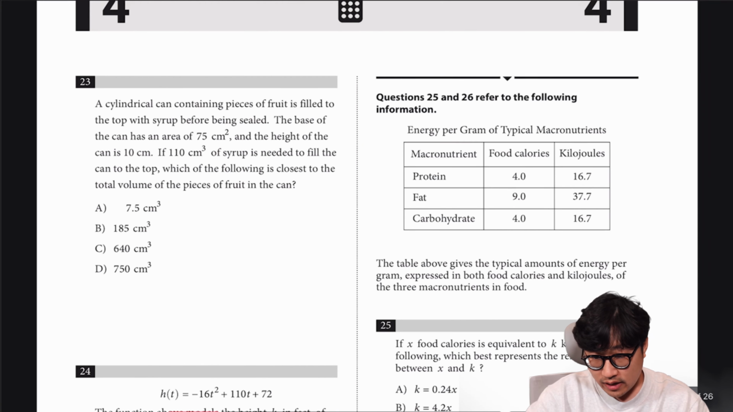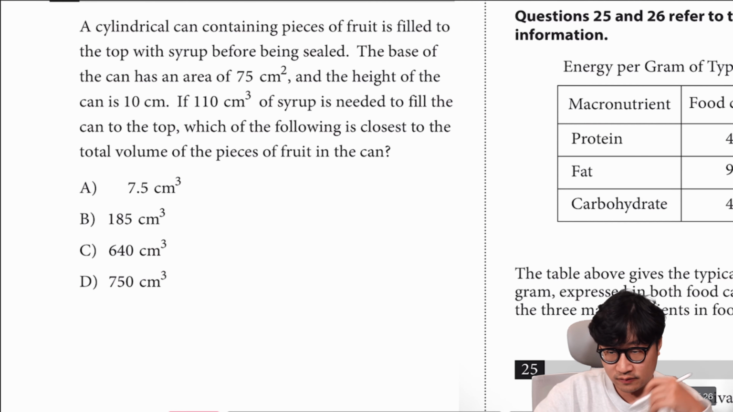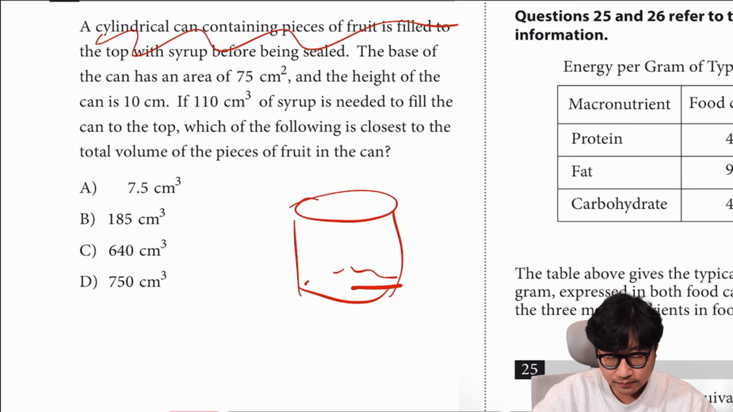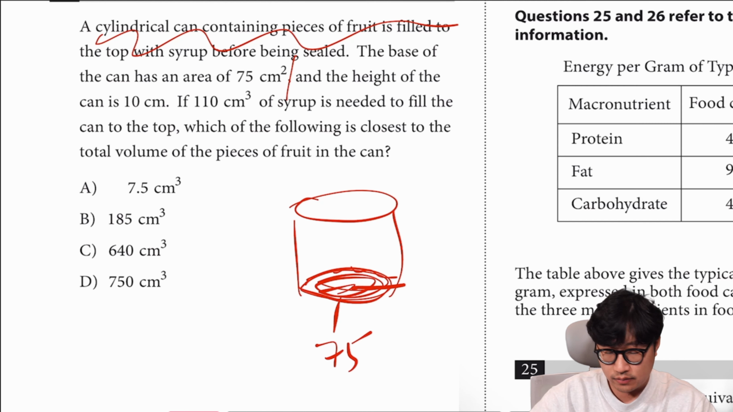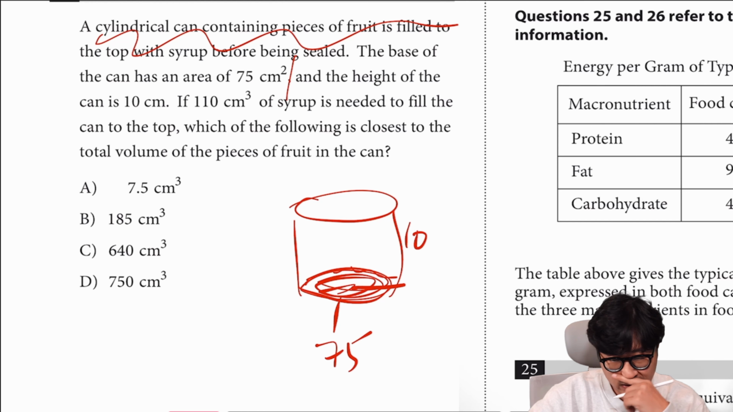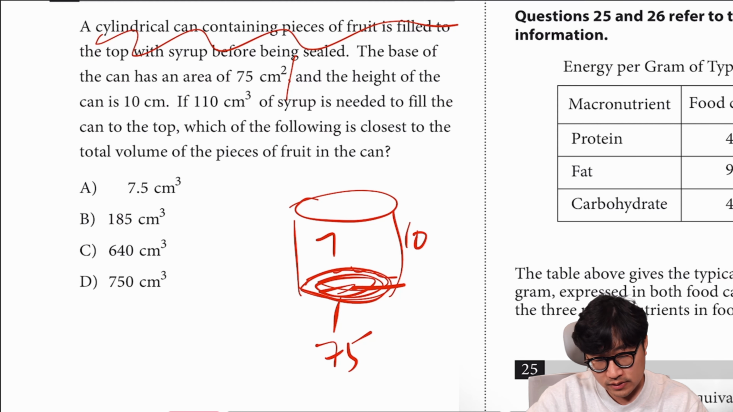Number 23, a cylindrical can containing pieces of fruit. So it's just got the cylinder. That's it. And then the base has an area of 75. Okay, so this whole thing is just 75. No pies or nothing. That's pretty easy. And the height is 10. So the volume would now be 750.